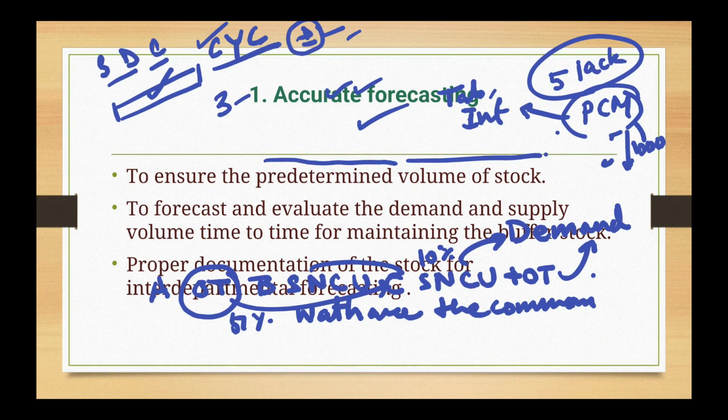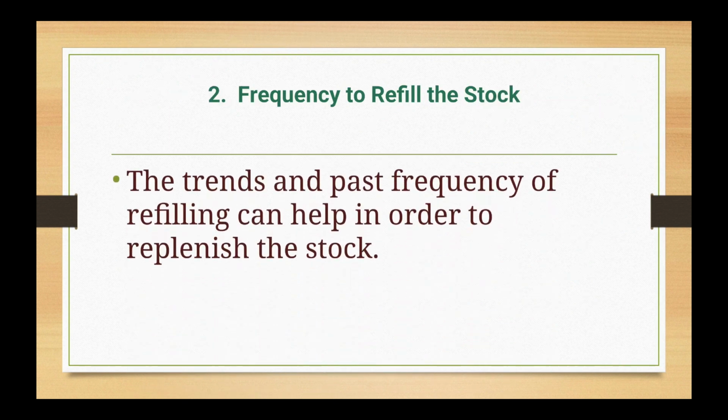So this was the overall accurate forecasting. Now the next point is the frequency to refill the stock. The trends and past frequency, which I told previously, the 3 years trends and past frequency of the refilling, that means how much lead time has been required, and if lead time is crossed, then we have done some quotations and procured it from the outside vendors.